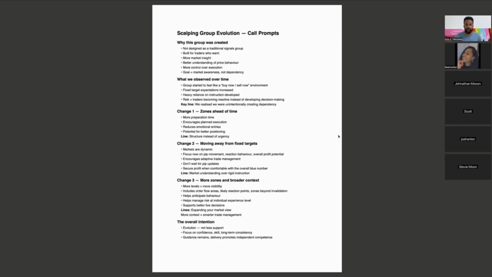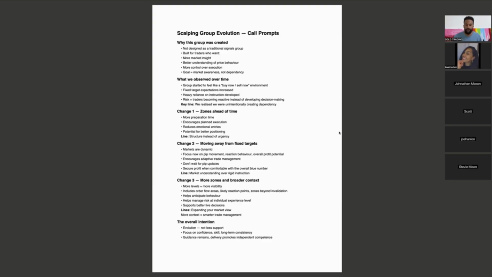This group was built for traders who want more market insight, a better understanding of price behavior, and more control over how they execute their trades. The goal for this group was to build an awareness of the market. This group was not designed to be dependent on. When I say dependent on, what I mean is that this was not designed as a signals group where you are relying on fixed parameters such as take profits and stop losses.